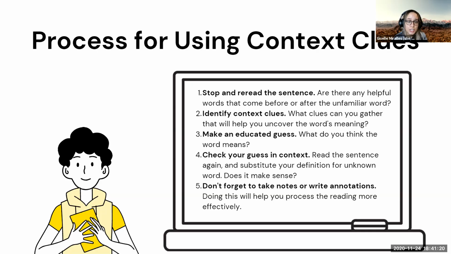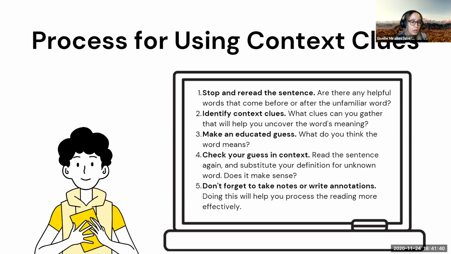Step four, check your guess in context. After you've made that guess, read the sentence again and substitute your definition for the unknown word. Does it still make sense even with your definition added? And number five, don't forget to take notes or write annotations.